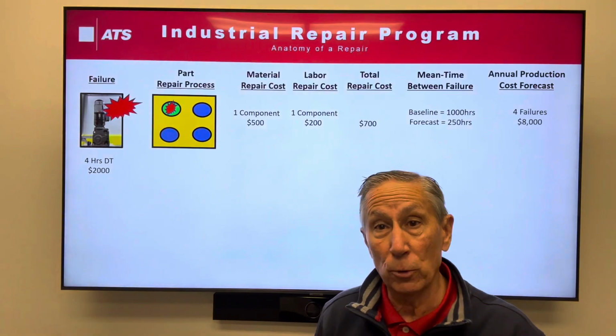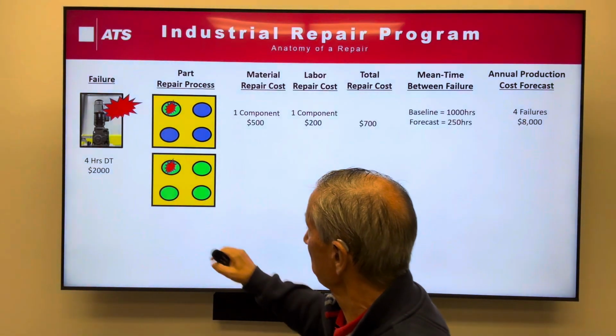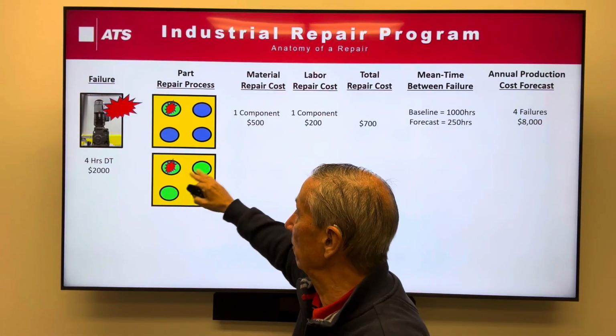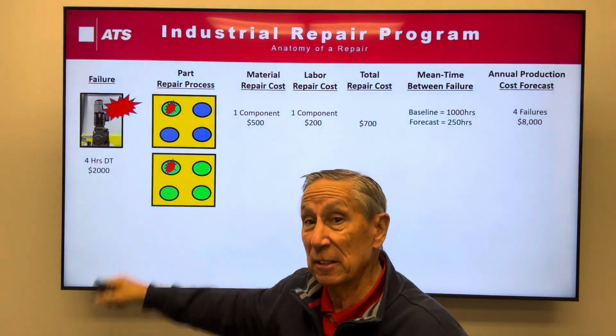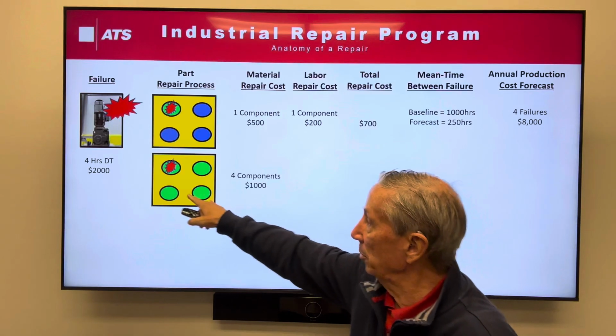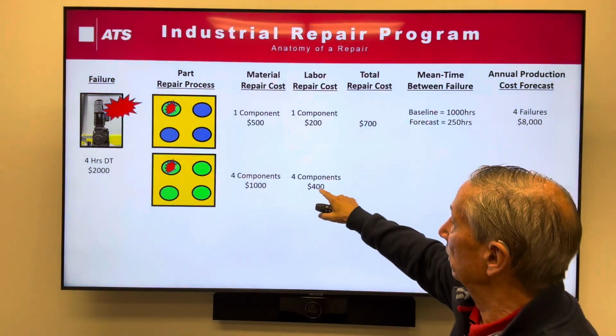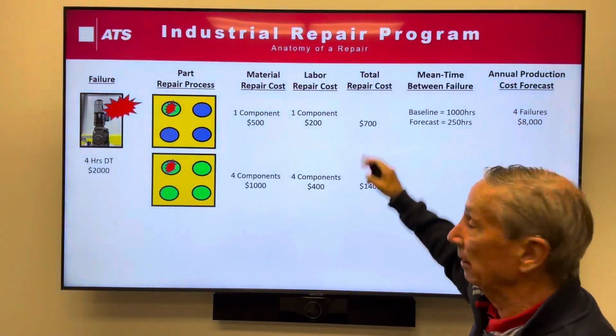So what happens when you don't look just at the $700? You start thinking about total cost of ownership and making decisions from that perspective. You send in the same product, but the repair vendor knows all 4 of these are failing. They fix the one that's broke, but they also fix the others, right? Well, you spend a little more money. It costs $1,000 in parts, $400 in labor. So you spend $1,400 for this repair versus $700.